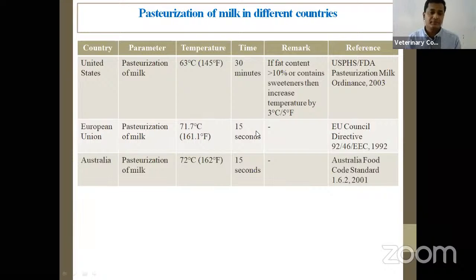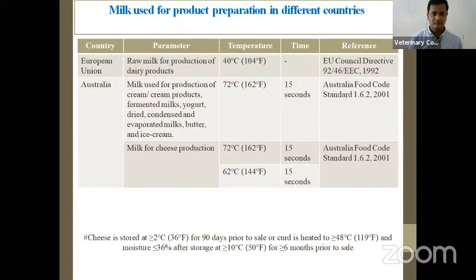European Union, 71.7 degrees centigrade for 15 seconds. They do not have this low temperature long time. They recommend high temperature short time only, and nowadays it is all high temperature short time only. HTST type of pasteurization. In Australia, 72 degrees centigrade for 15 seconds.